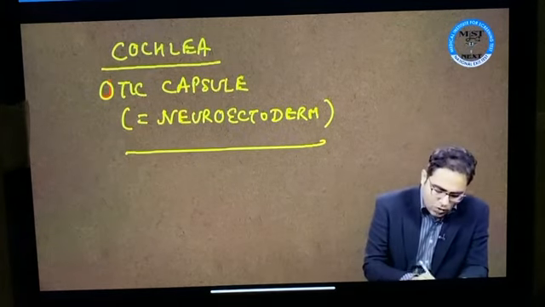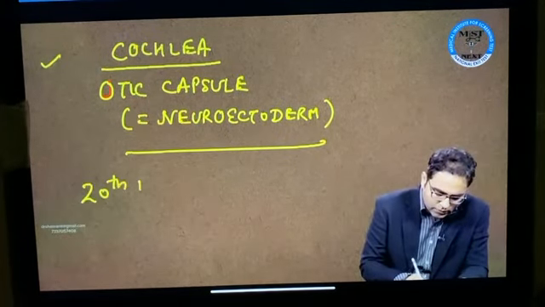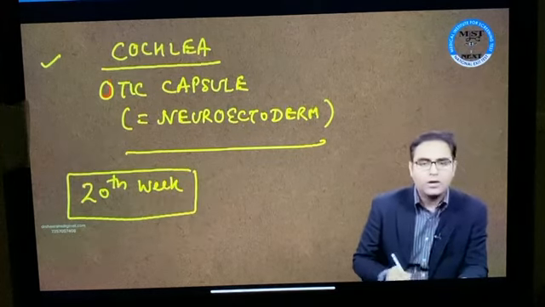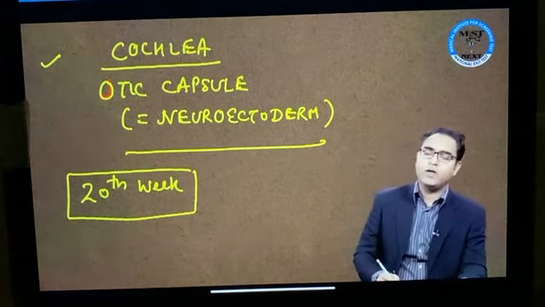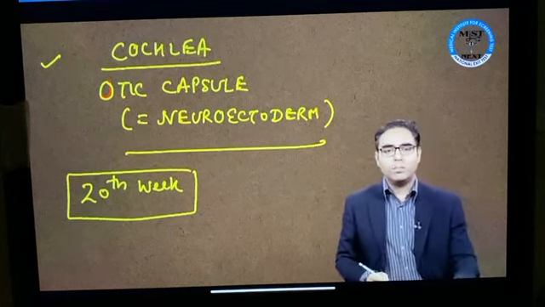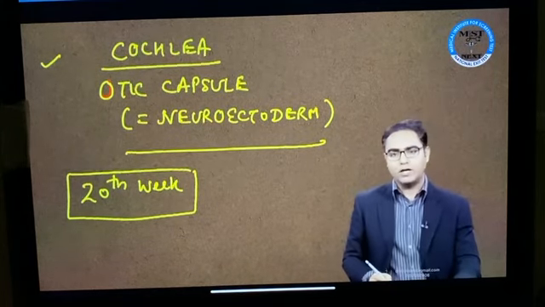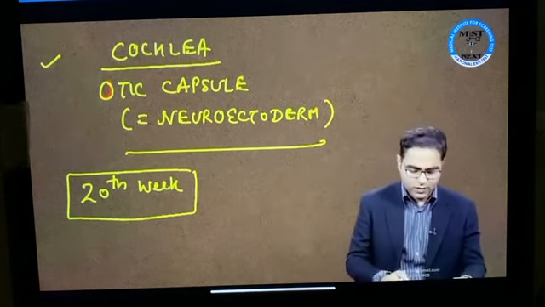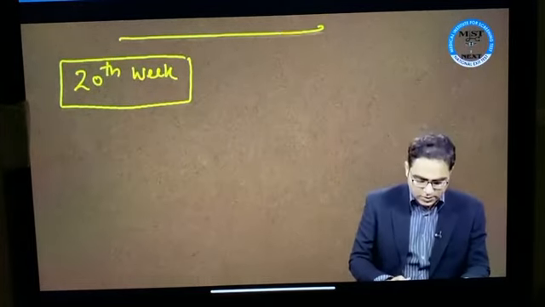Now, one more thing. Cochlea development completes by the 20th week. I hope you remember, pinna development completes by the 20th week, and cochlea development completes by the 20th week with them. So pinna development and cochlea development both complete by the 20th week of pregnancy, of embryological life. Okay, now write down.